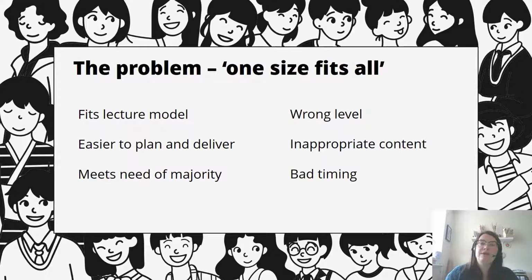However, as I've already mentioned, there are issues in making sure it's appropriate for all. Quite often it is at the wrong level for many students in the group. There is inappropriate content, so it might be something they've already covered or they're not ready to get to yet. And also it's just bad timing, so it might be at a wrong time for their assignments, for example, so they may have a long time before they have to complete an assignment using that particular skill.